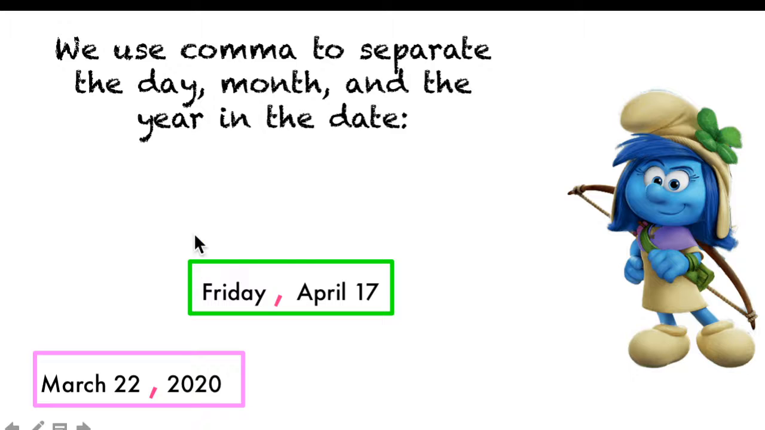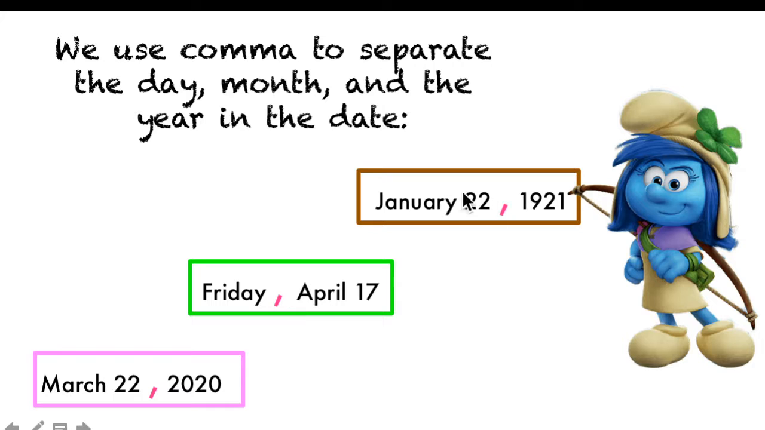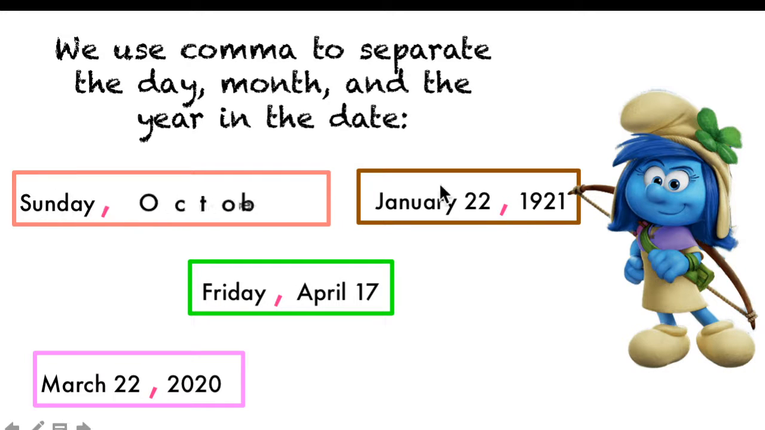Here we have Friday, April 17th. We have a day and the month. So separate the day from the month using the comma. Here we have January 22 and then the year 1921. We separate the month from the year, but include the number of the day with the month. Then put the comma.